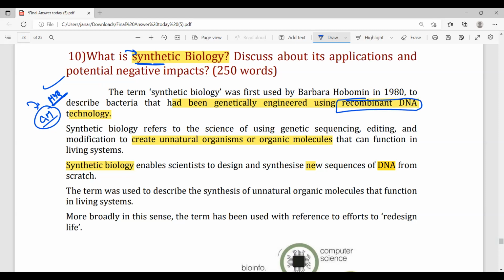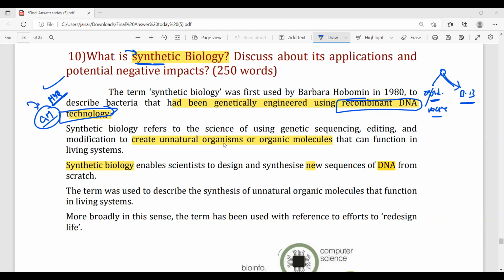What is recombinant DNA technology? If I ask a question, among the Oxford vaccine and the Bharat Biotech vaccine, the two COVID vaccines, which is using the recombinant DNA technique? Among Oxford and Bharat Biotech, which is using recombinant DNA technology?